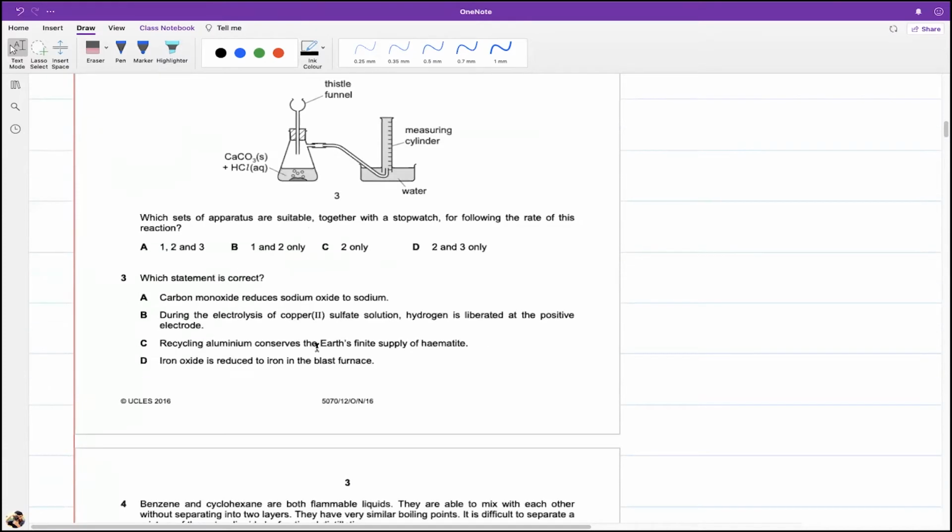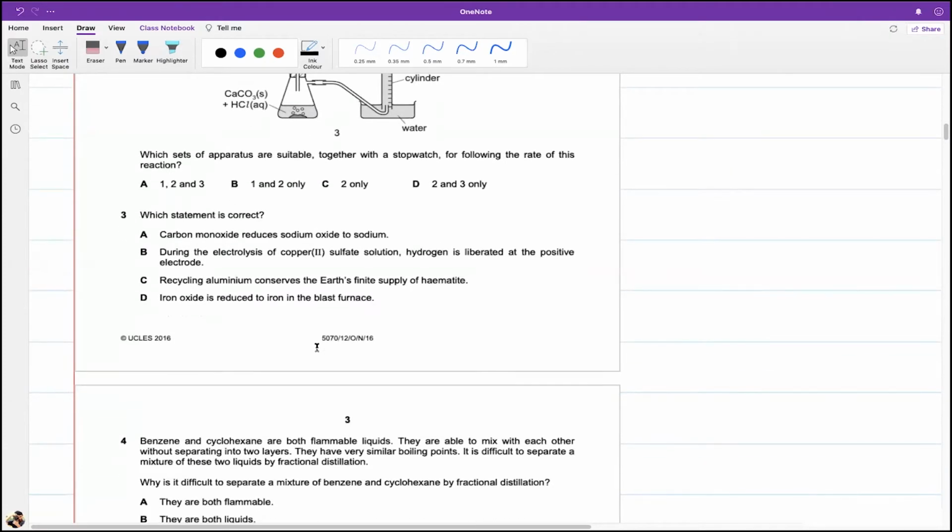Yes. Which statement is correct? Carbon monoxide reduces sodium oxide to sodium. That will be possible if sodium was less active than carbon, which isn't the case. During the electrolysis of copper 2 sulfate solution, hydrogen is liberated at the positive electrode. Actually, no, because copper is the one to liberate, as copper is less active than hydrogen. Recycling aluminium conserves the Earth's finite supply of hematite. It actually conserves the amount of metal, and aluminium metal is present in bauxite, not hematite, which is for iron.